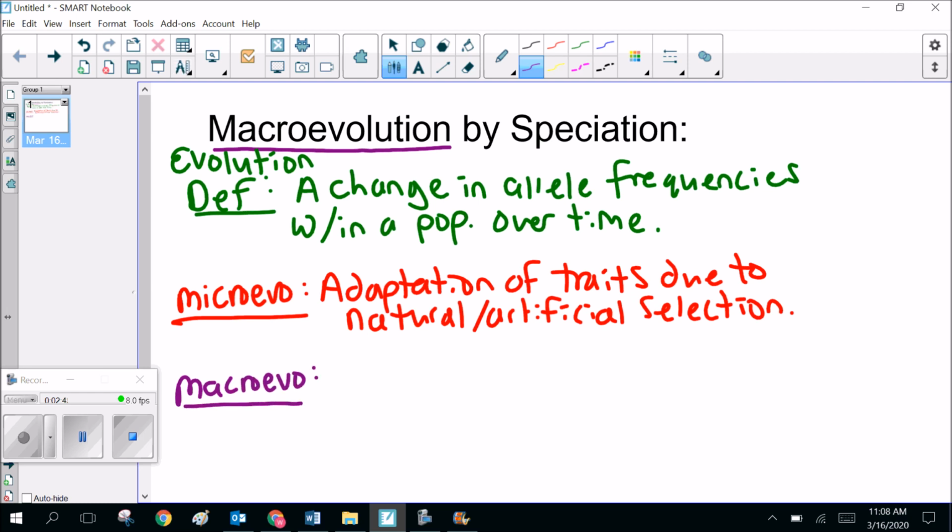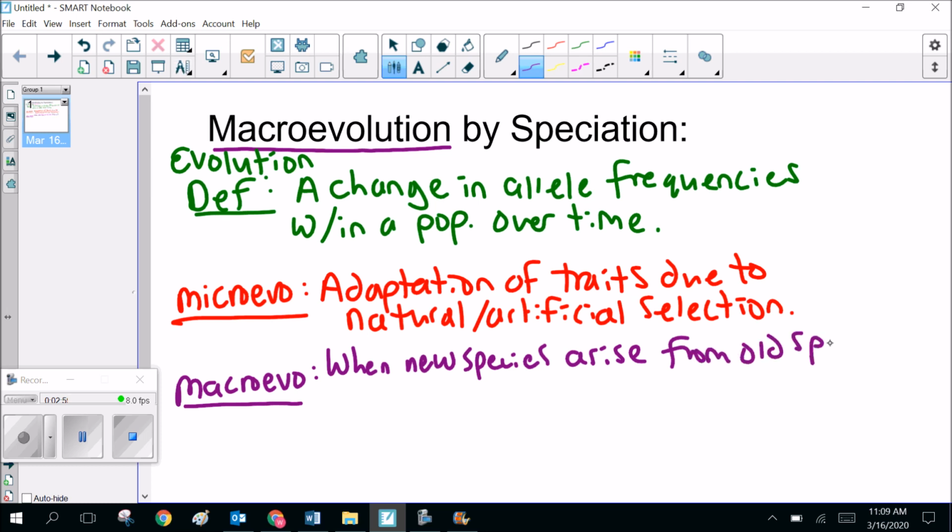So macroevolution is when new species arise, that means to come out of, arise from old species. Okay, and they do this through a process called speciation. Okay, so this is essentially the same thing, the same definition as speciation. Okay, so what would that look like?